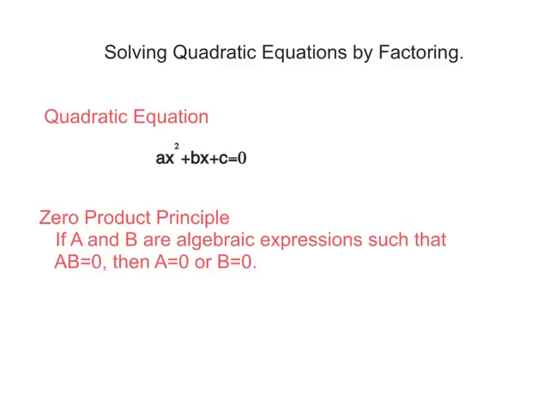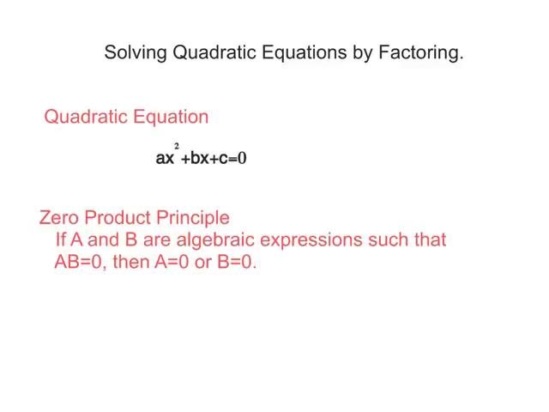If a and b are algebraic expressions such that a times b is equal to 0, then either a is going to be equal to 0 or b will be equal to 0, or they may both be equal to 0, okay?